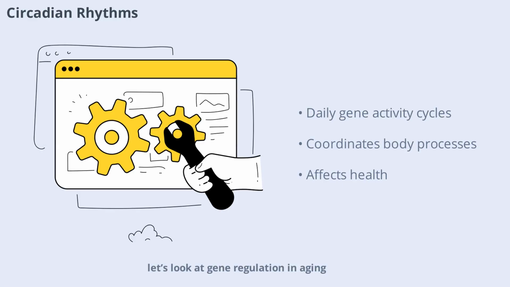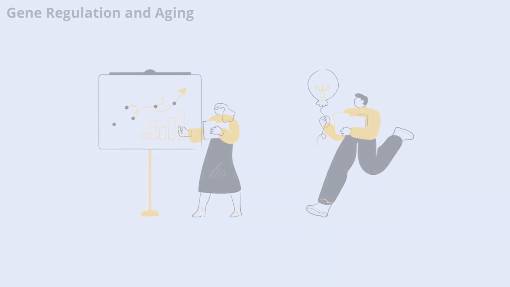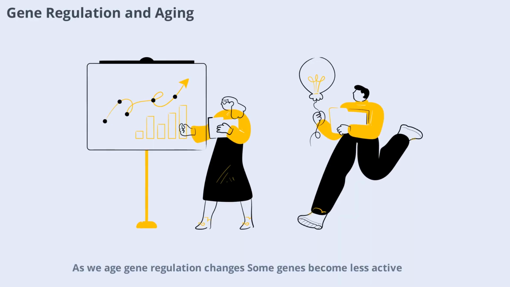Next, let's look at gene regulation in age. As we age, gene regulation changes. Some genes become less active while others may be overexpressed. These shifts can contribute to aging and age-related diseases. Researchers are studying how to maintain healthy gene regulation throughout life with the hope of promoting healthy aging.